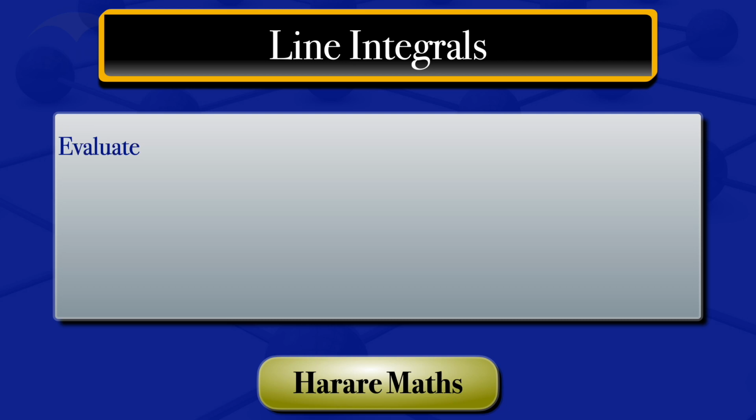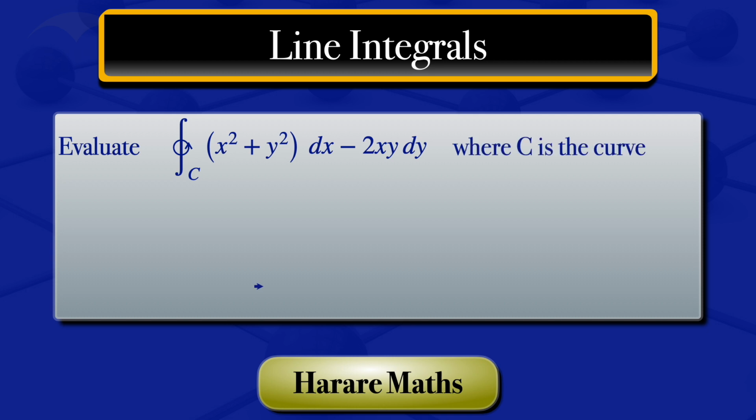In this tutorial, we are going to evaluate the integral of (x squared plus y squared) dx minus 2xy dy along the closed curve C, where C is a semicircle in the first and second quadrant. That semicircle has a radius of 2, is centered at the origin, and is defined by x squared plus y squared equals 4.